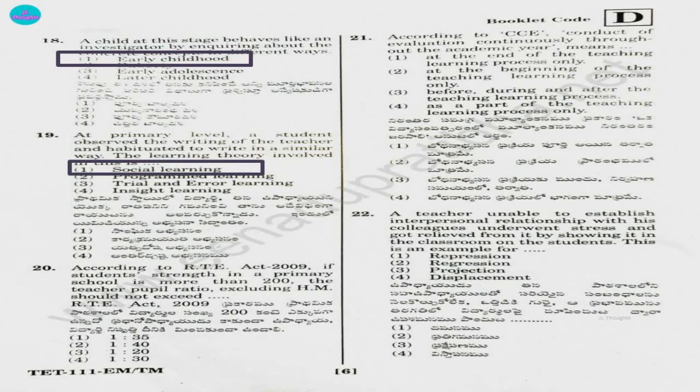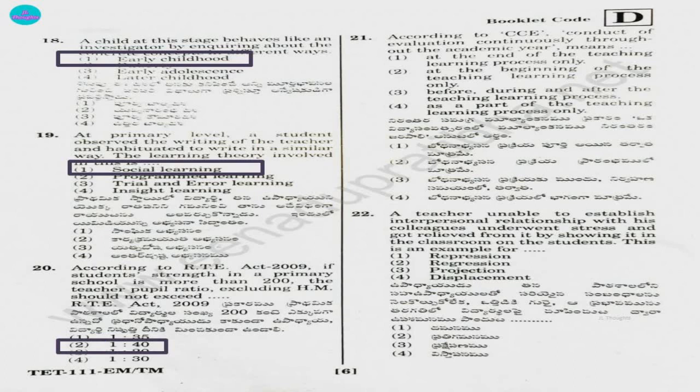Question number 20. According to RTE Act 2009, if a student strength in a primary school is more than 200, the teacher-pupil ratio excluding HM should not exceed. Option 1 1:35, 2 1:40, 3 1:20, 4 1:30. Answer is option 2 1:40.